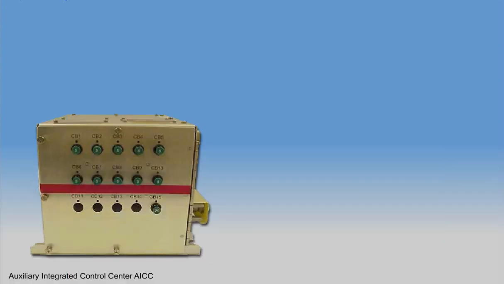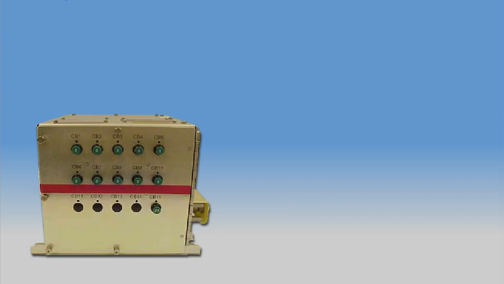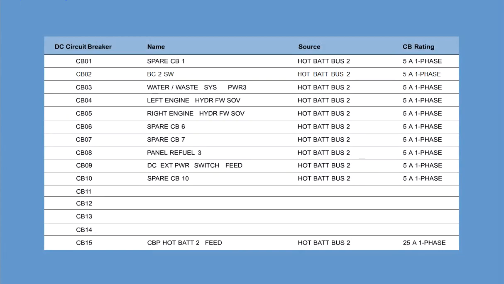The circuit breakers mounted on the front panel of the AICC are DC only: 7 Hot Battery Bus 2 CBs plus 4 spare CBs. This list shows all DC circuit breakers and their ratings installed on the front panel of the AICC.